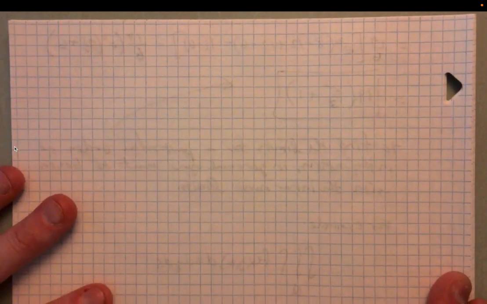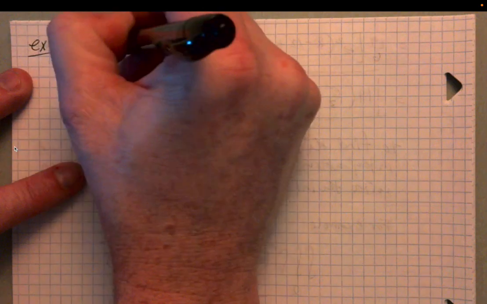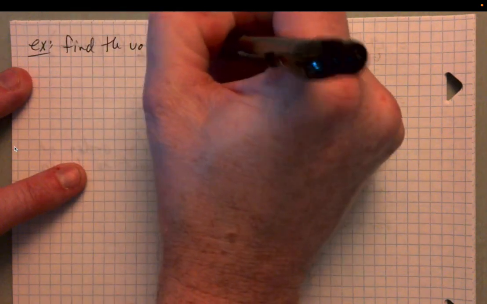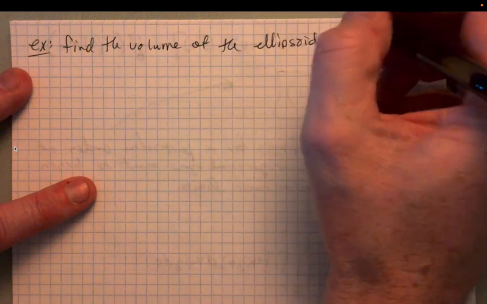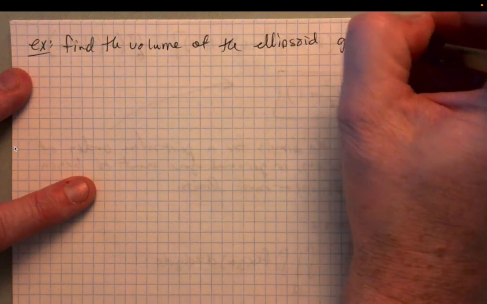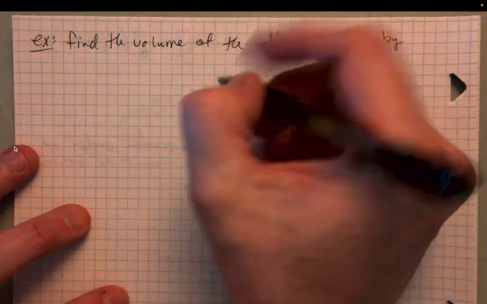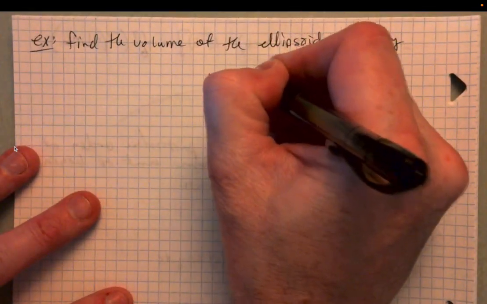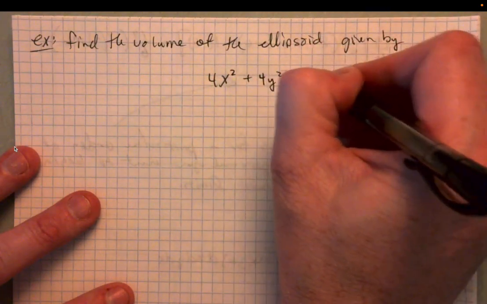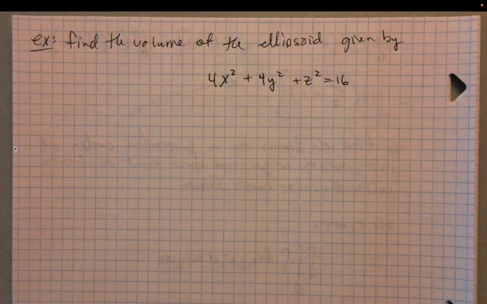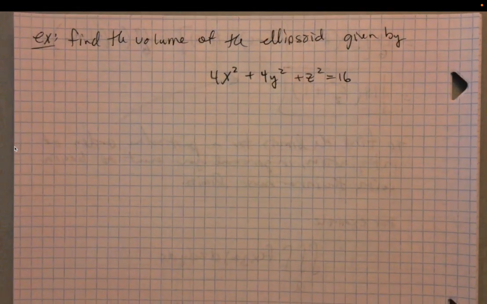Let's do a concrete example, and this is a relatively straightforward example. Let's find the volume of the ellipsoid given by this equation: 4x squared plus 4y squared plus z squared equals 16. Okay, so this equation describes an ellipsoid.